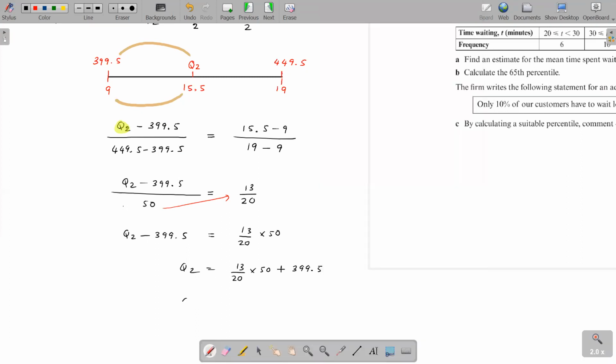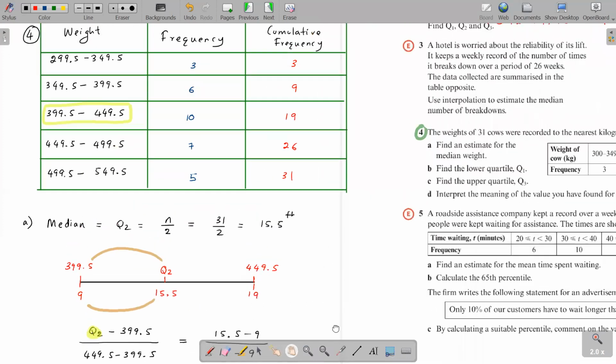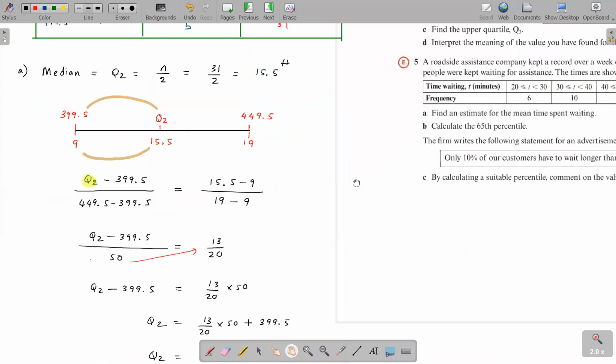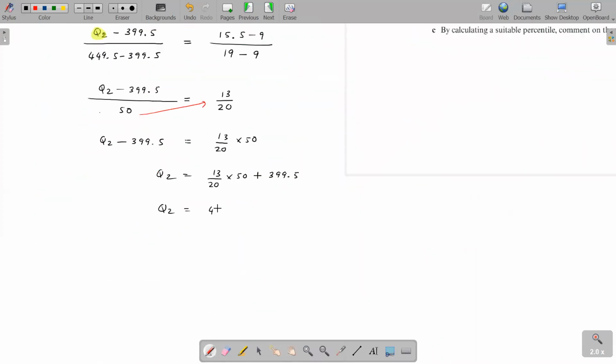So Q2 answer. Q2, the median weight. Actually, we were trying to find the median weight, right? So this is the weight in kilograms. So the median weight is 432 kilograms. So this is how you find the weight in interpolation. Don't worry if this is difficult. Let's do a few more sums to practice with this.